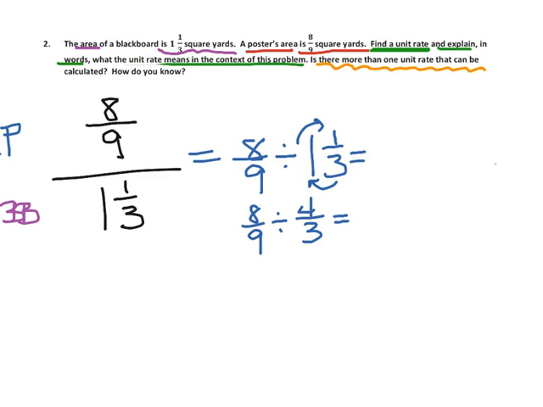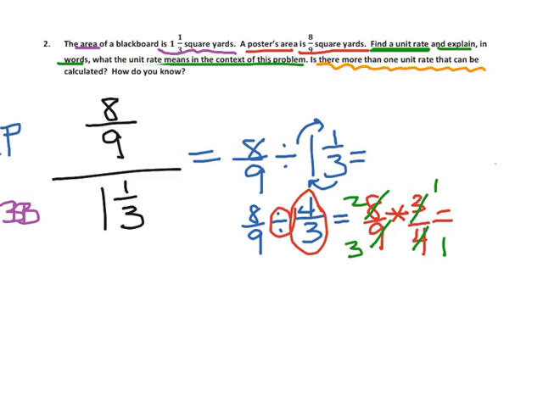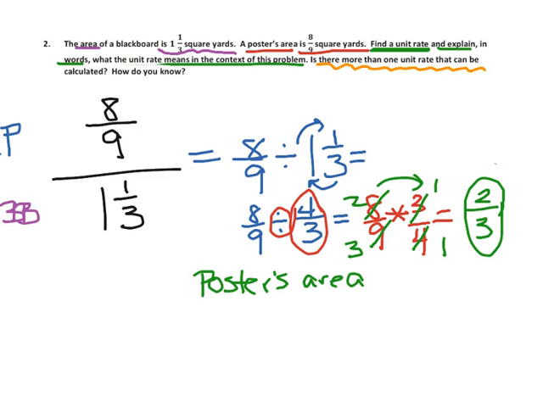Keep 8/9 as is, drop down the division sign, 1 1/3 again changes to 4/3. Keep, change, flip. Keep 8/9, change to multiplication, flip 4/3 to 3/4. Same cross simplifying again as before, but this time we have 2/3. Well, that's because it's in relation to now the poster. The poster's area is 2/3 the size of the blackboard's area.